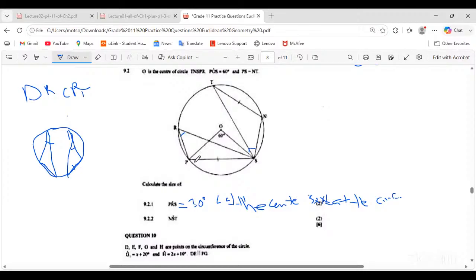Now, let us come to the triangle PRS, and then there's a chord there, PS. We also go on a triangle TNS. There's a chord TN, and TN is equal to PS. That implies that the angle that is opposite PS will be equal to the angle that is opposite TN.